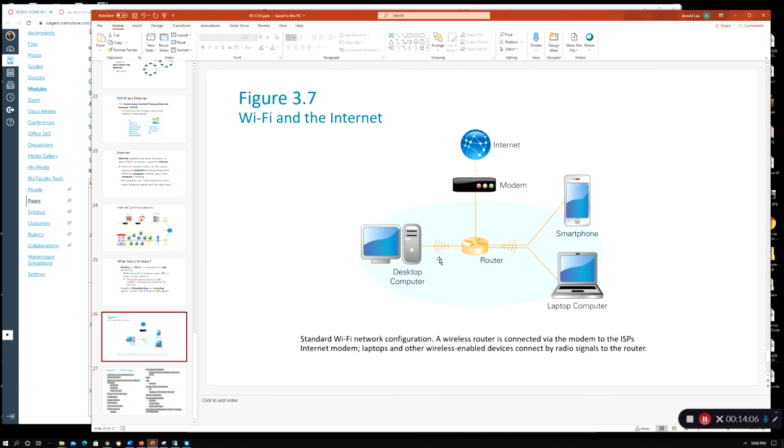So yeah, same thing, right? Remember what I was saying? Here's your modem from your internet service provider, it comes into your router, like Netgear or whatever, right? So that becomes your Wi-Fi. This might actually be wired to your computer, or it might be Wi-Fi. Same thing with your smartphone and your laptop, okay?